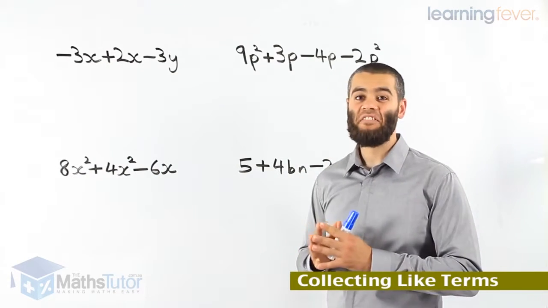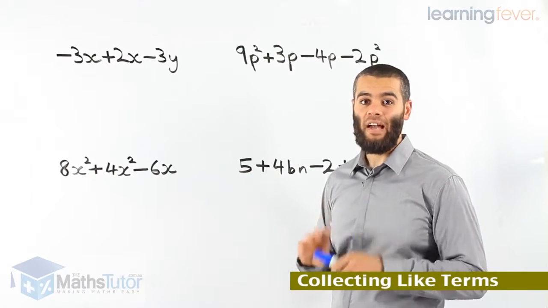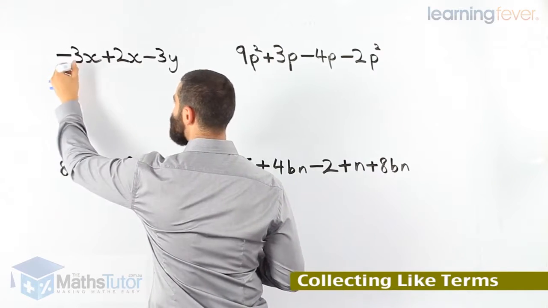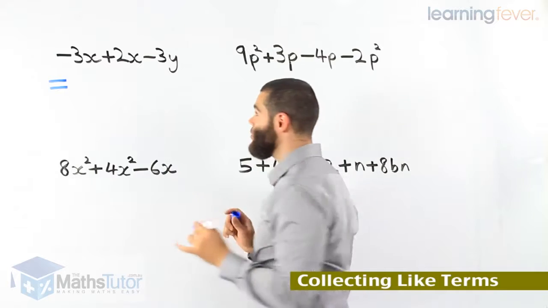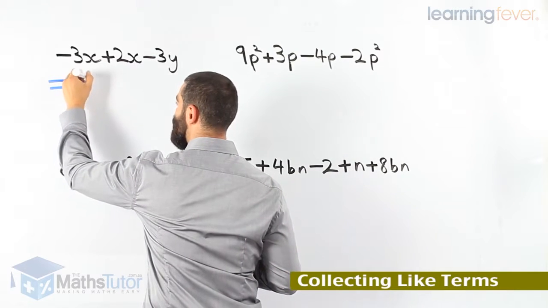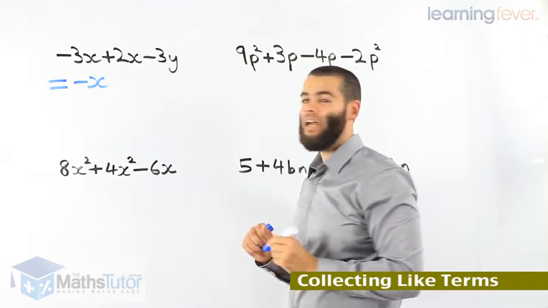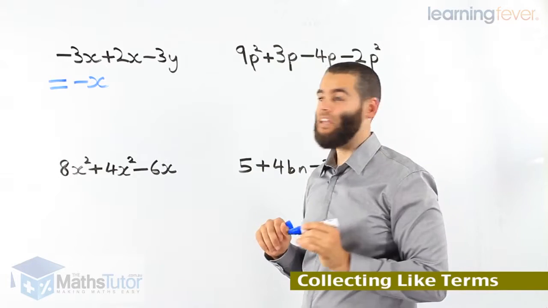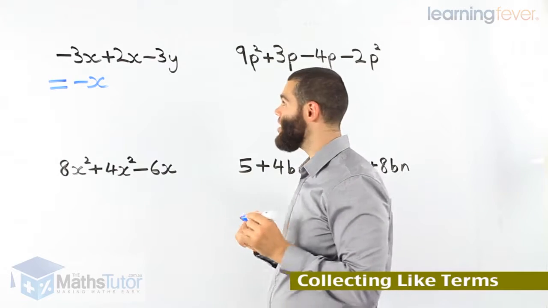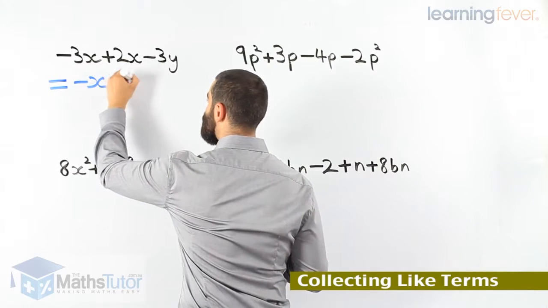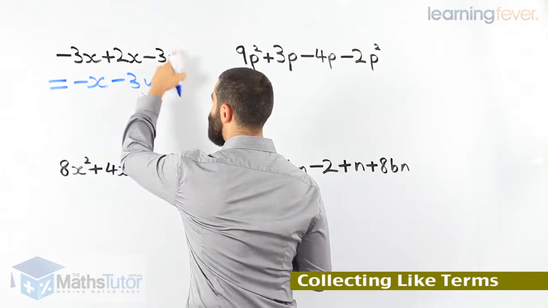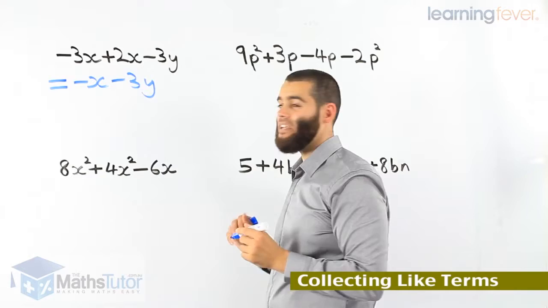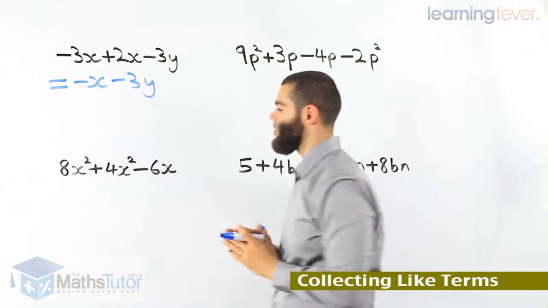Minus 3x plus 2x minus 3y. Minus 3x plus 2x are the like terms. Minus 3 plus 2 is negative 1x. We write it as negative x. We don't need to put the 1, but we know it's there. And then minus 3y doesn't have any like terms. So negative 3x plus 2x is negative x, minus 3y is our final solution for that one.